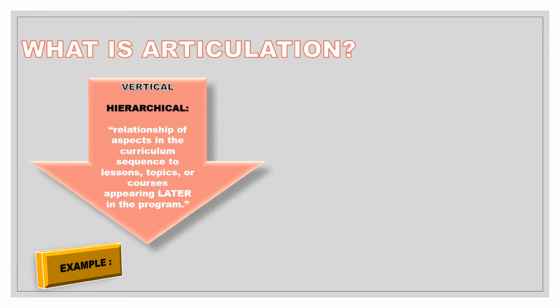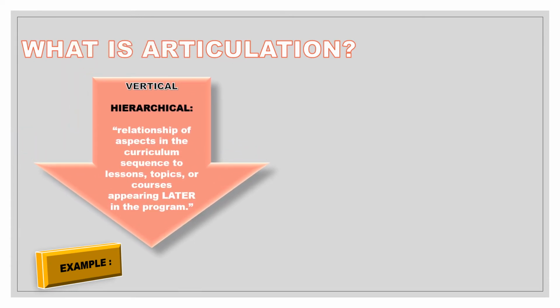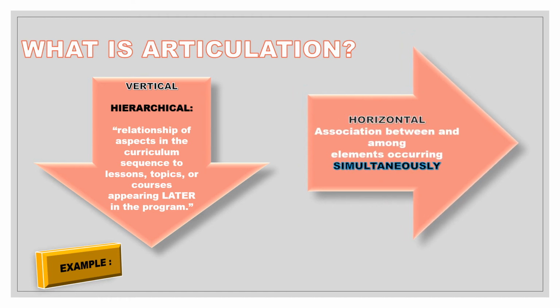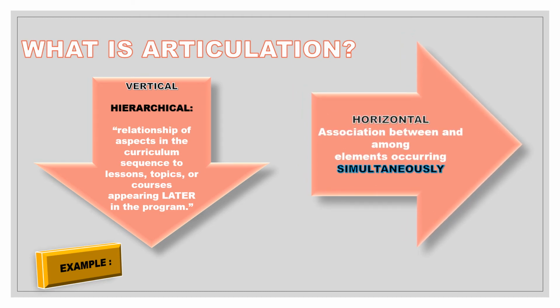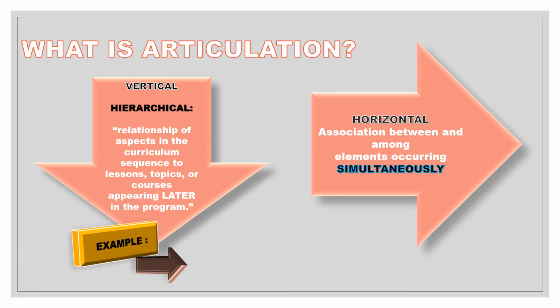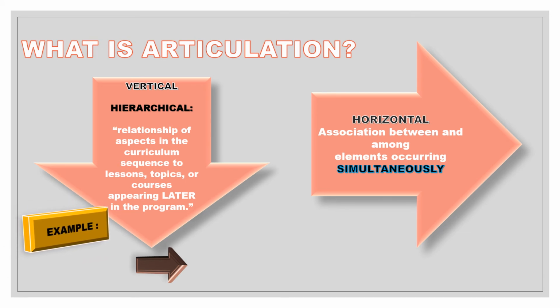What is articulation? Vertical and horizontal. Vertical relationship of aspects in the curriculum: sequence of lessons, topics, or courses appearing later in the program. On the other hand, horizontal association is between and among elements occurring simultaneously. Example: a teacher designed an algebra course so that it relates algebra concepts to key concepts represented in the geometry course.